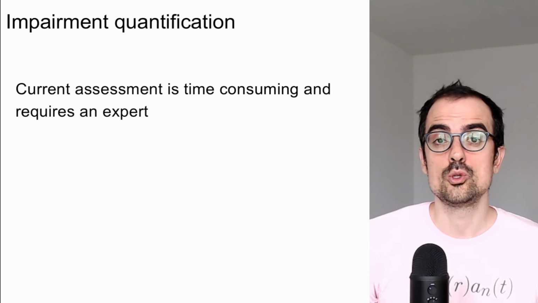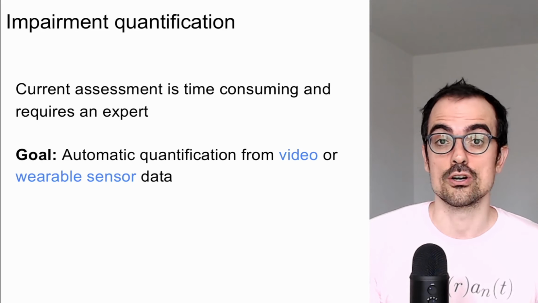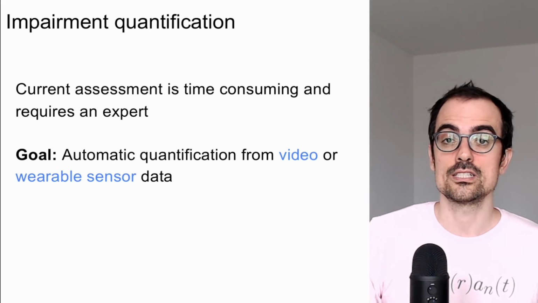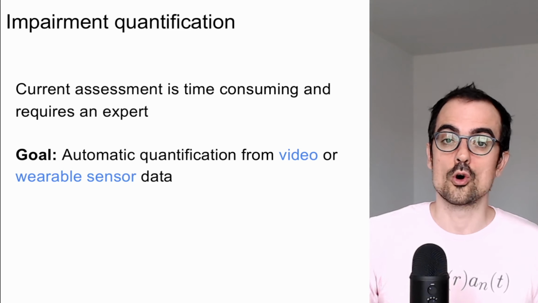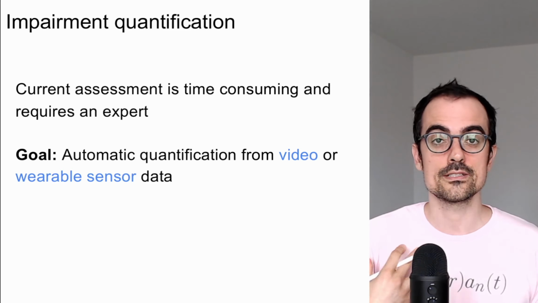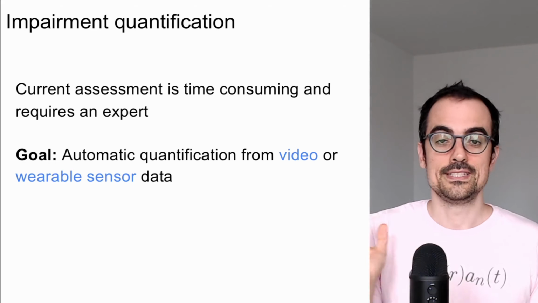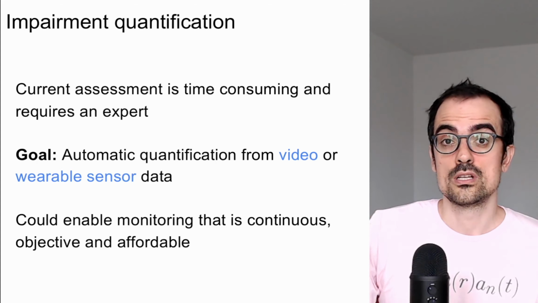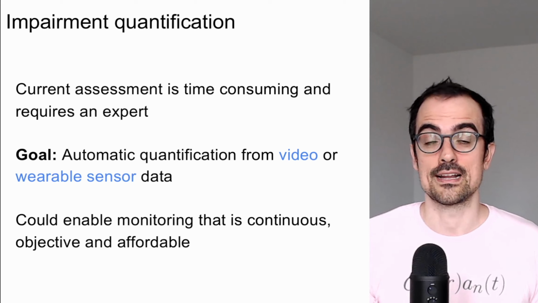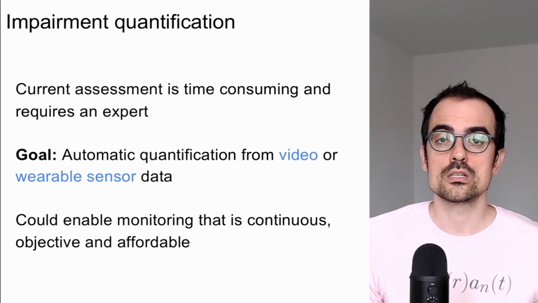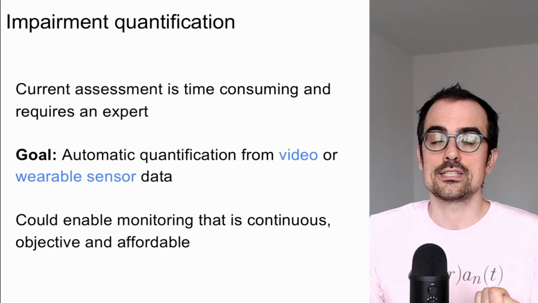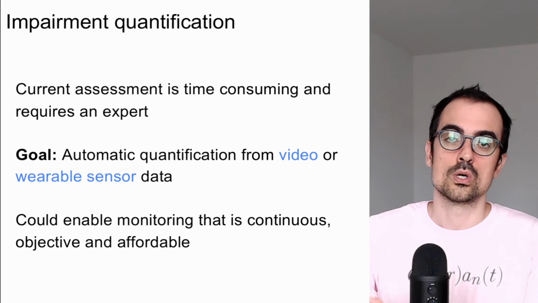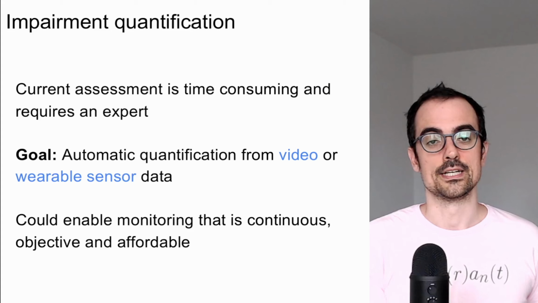Our goal is to perform automatic quantification of impairment exclusively from video or wearable sensor data. So we just need a video of the patient or for the patient to wear some wearable sensors. And if this is achieved, it could enable continuous monitoring that is objective and affordable, which would enable doctors to adjust treatment of patients more granularly, and also for patients to know what progress they are making during rehabilitation.